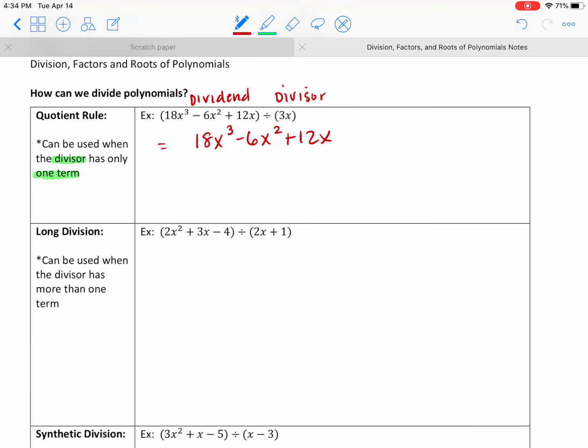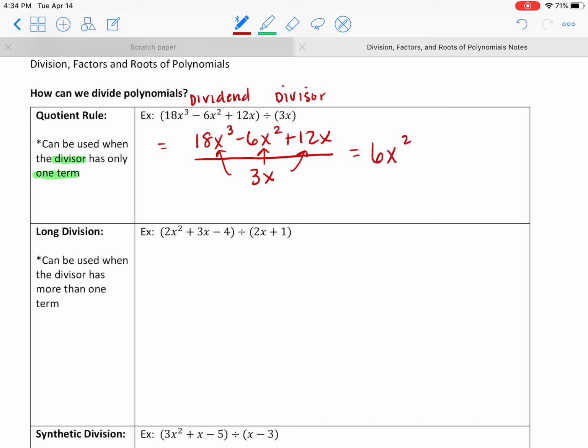So the quotient rule might be easier if you saw it like this. If we took 18x cubed minus 6x squared plus 12x, and I said divide it by 3x this way, we are literally just dividing each of these terms by 3x. Okay, it's like reducing the whole fraction by 3x. We can only do this when we have a single term in our divisor.